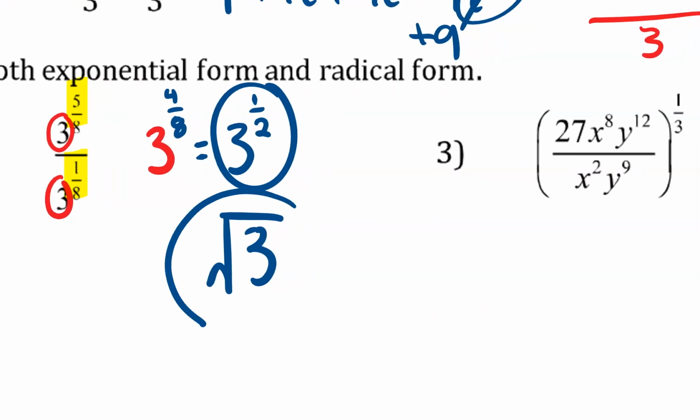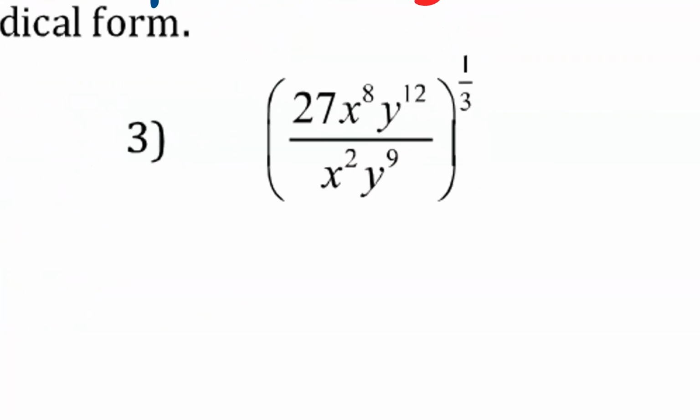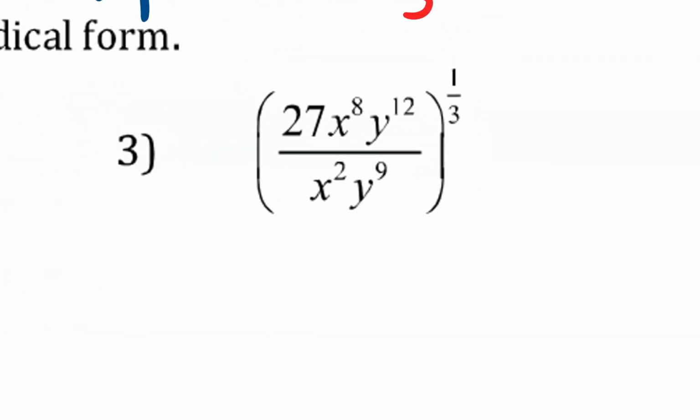So that's the other answer. All right, next one. I have 2 options. One option is to distribute the 1/3 into everything, but I would not recommend that at all. I would always reduce what is inside the parentheses first.